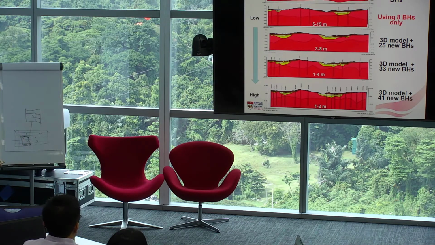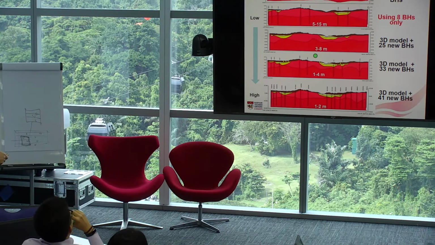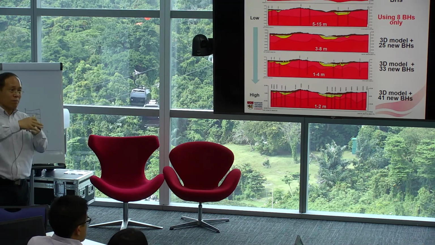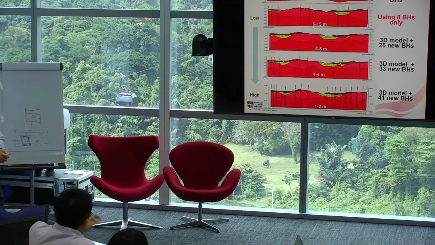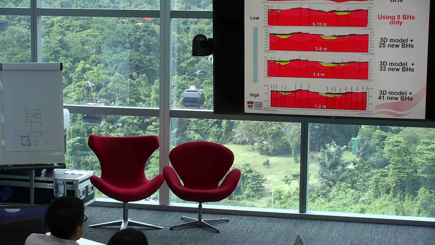If you combine the extra 8 boreholes, in other words, if you use 33 new boreholes, you can see the uncertainties can be much reduced, from somewhere between 3 to 8 meters to 1 to 4 meters. And this 3 to 8, 1 to 4 is a pure comparison between the real borehole data and the rock head generated by the model.